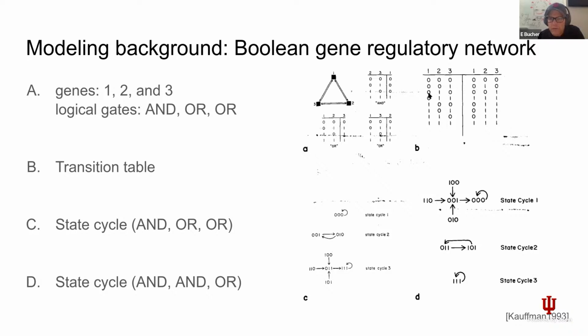And now we can look at what happens here. So when gene 2 is on, then gene 3 switches on and gene 2 switches off again. And now we could look up what happens here. So here we actually end up in a cycle. And so this transition table specifies the whole network.